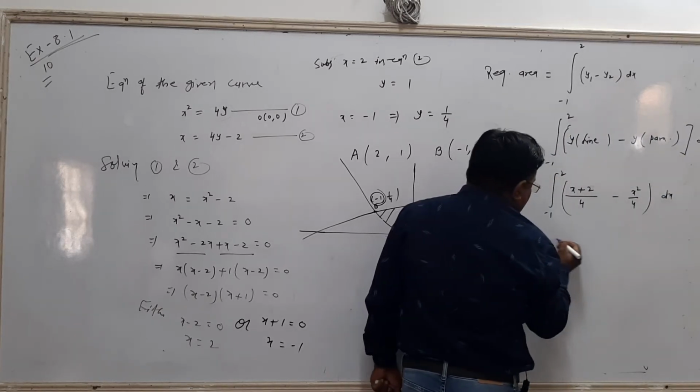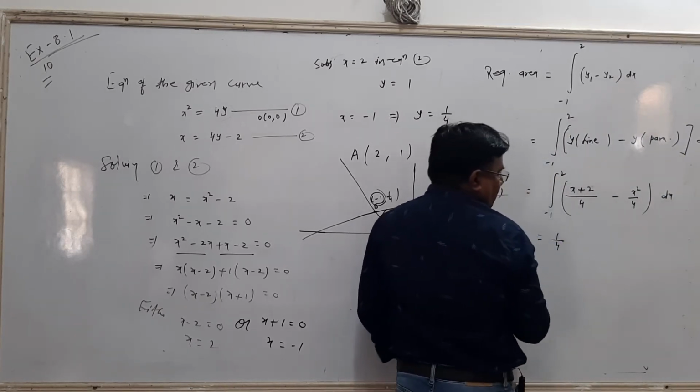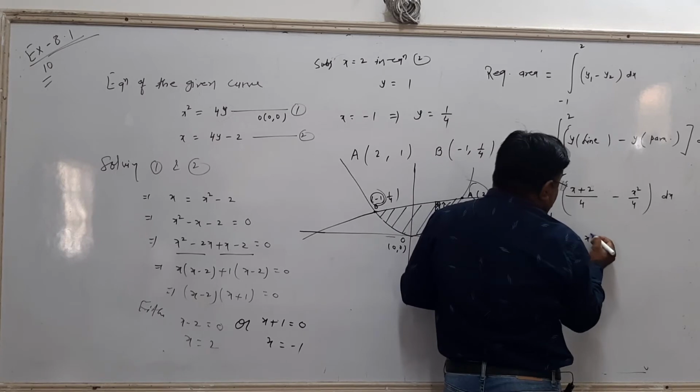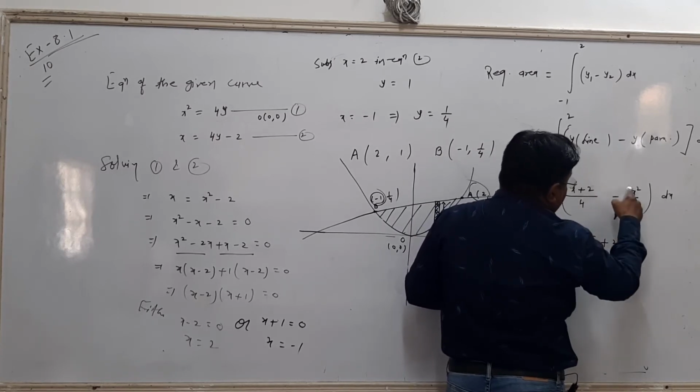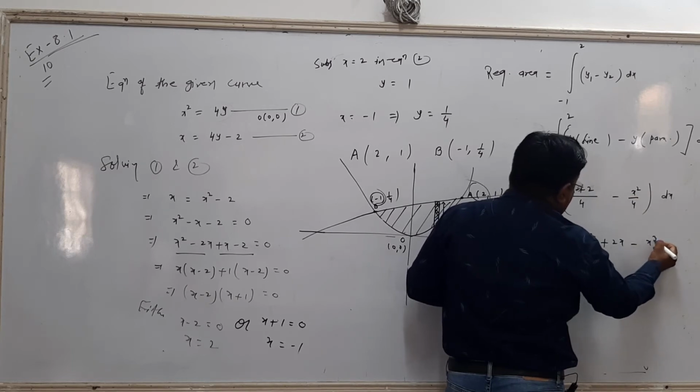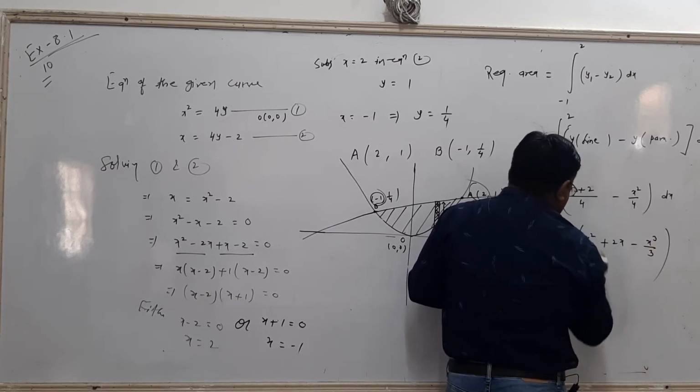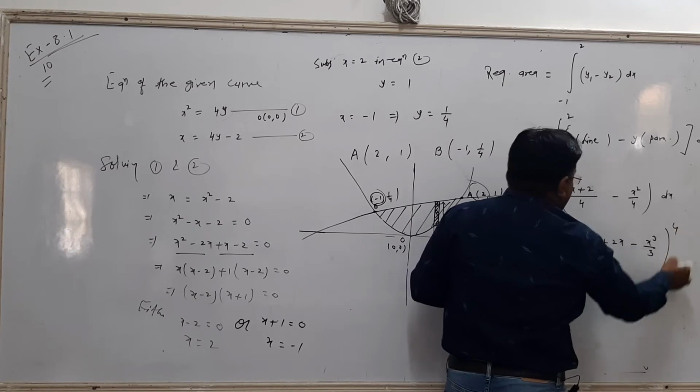1 by 4 is a constant, out of the integration. What is the integration of x? x square upon 2. What is the integration of 2? 2x. What is the integration of x square? That is x raised to power 3 upon 3. And after integration, substitute the limit.